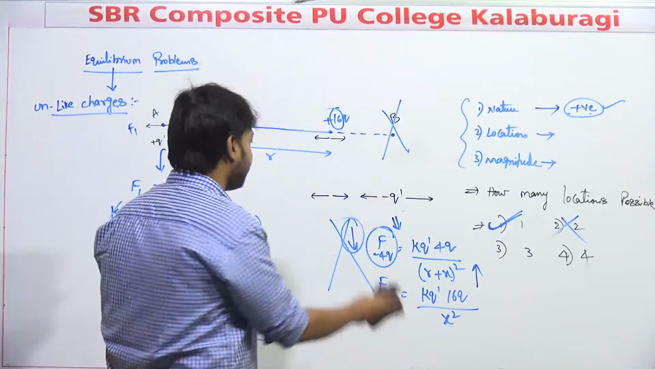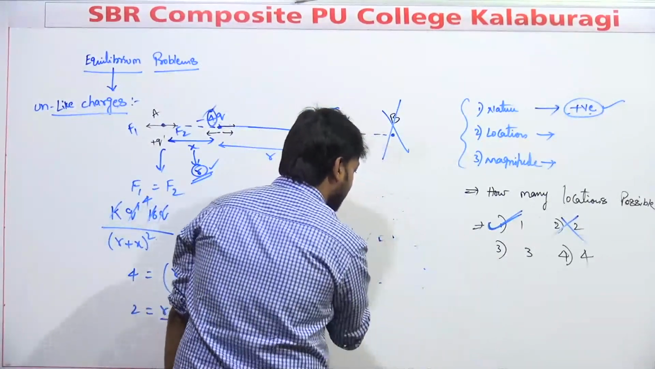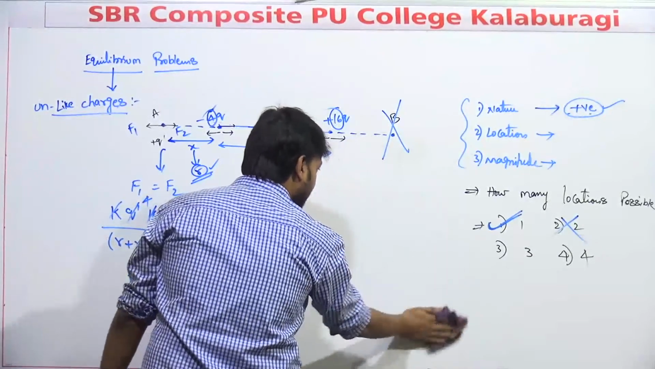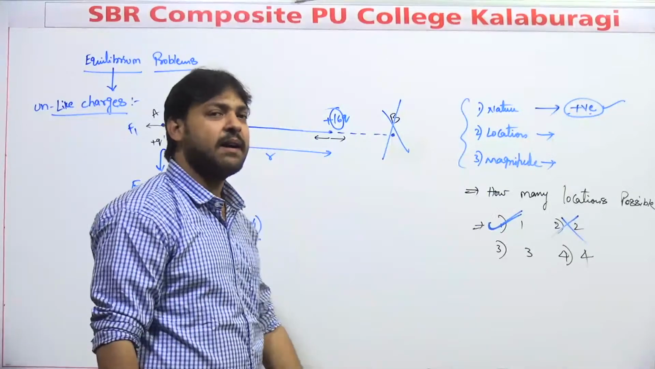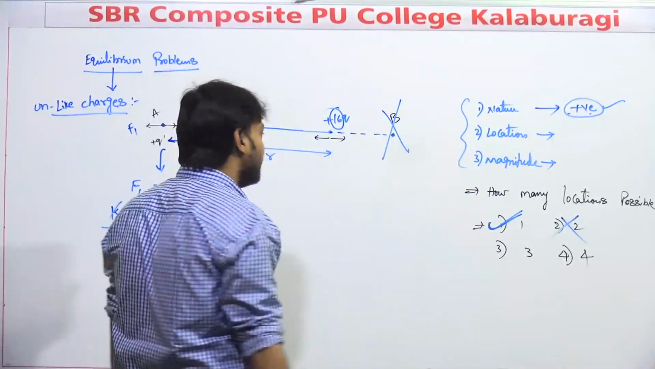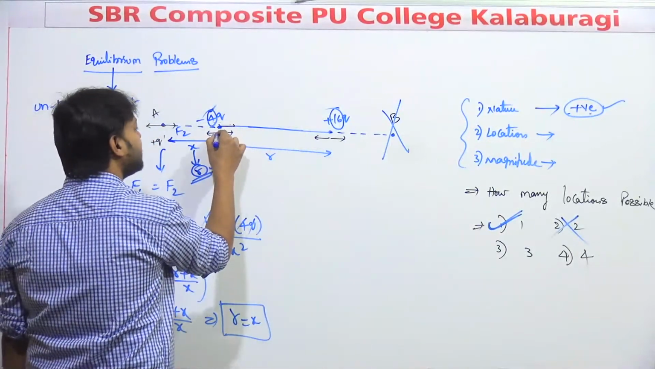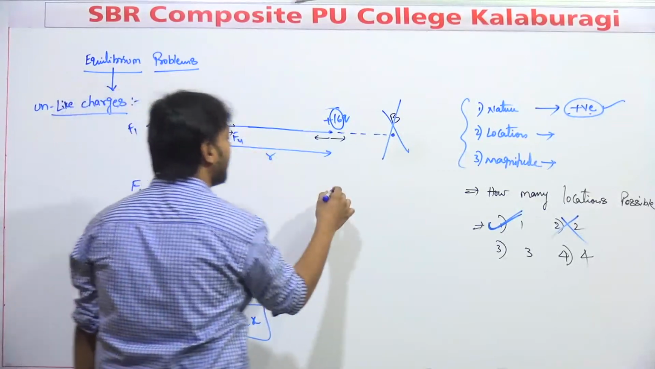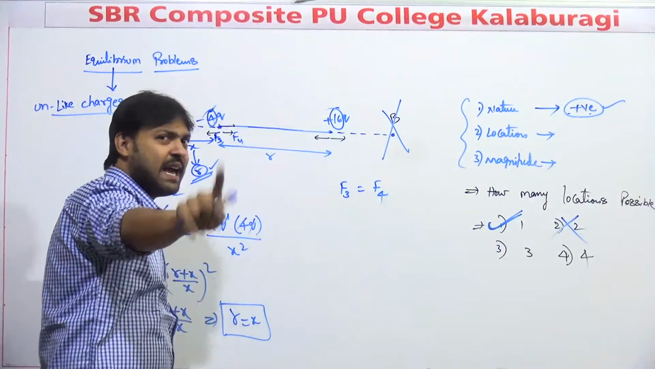Now magnitude. What is the reference point to calculate magnitude? Leaving the third charge, any one of the two initial charges. Yes or no? So consider any one of the two charges. I am considering minus 4Q. Give the names F3 and F4. So I can write F3 equals F4, magnitude wise.